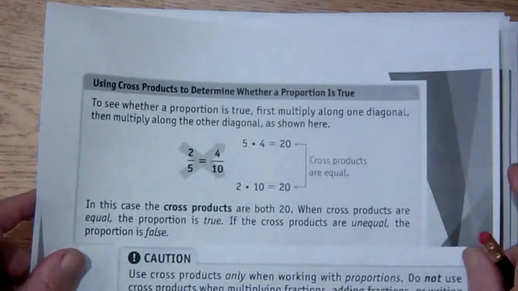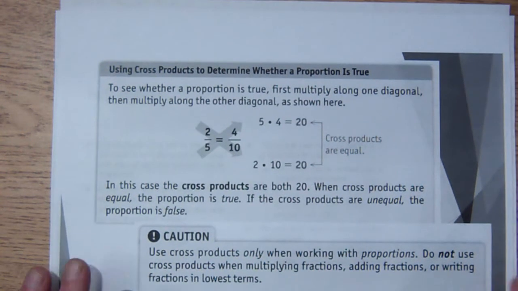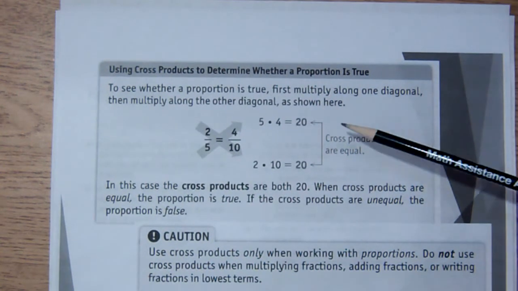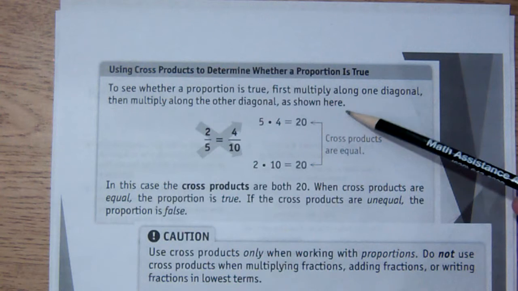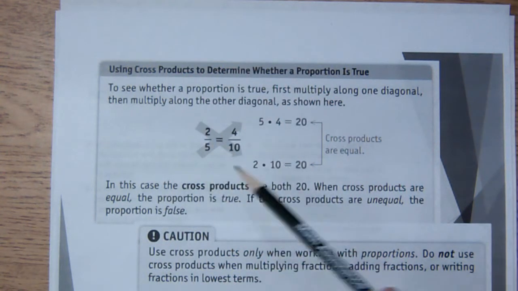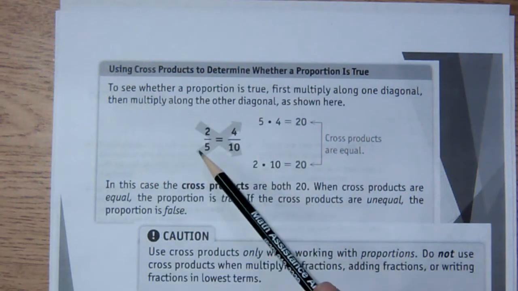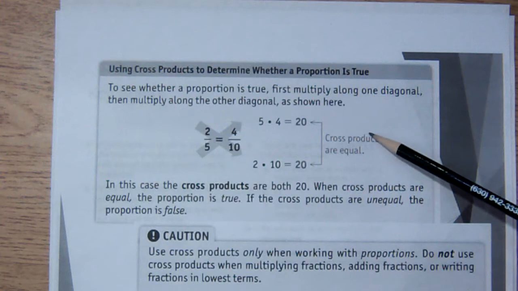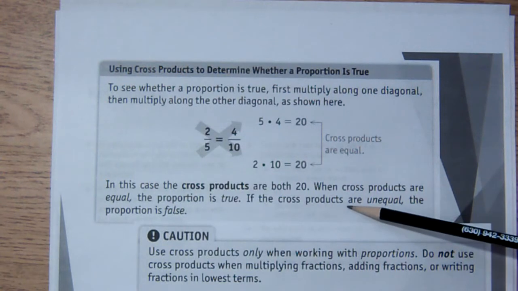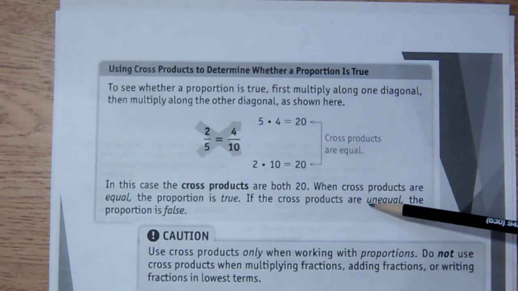Here is the approach for determining, using cross products, whether a proportion is true. You multiply across the equal sign in one diagonal and compare it to the other diagonal. Here 2 times 10 is 20, and here 4 times 5 is 20. The cross products are equal. If the cross products are equal, the proportion is true. If the cross products are not equal, it is false.